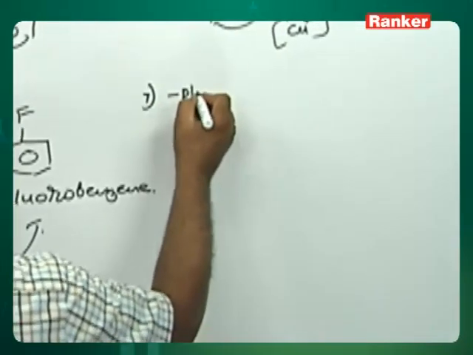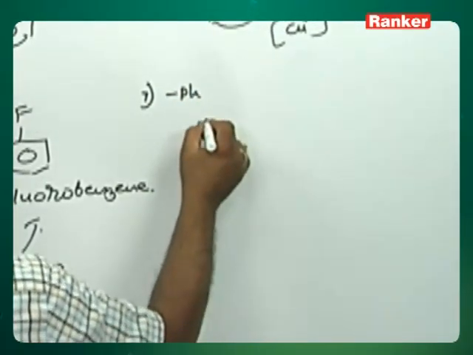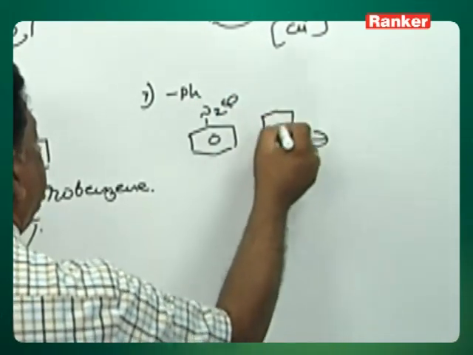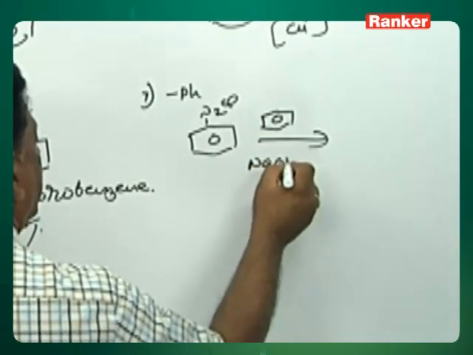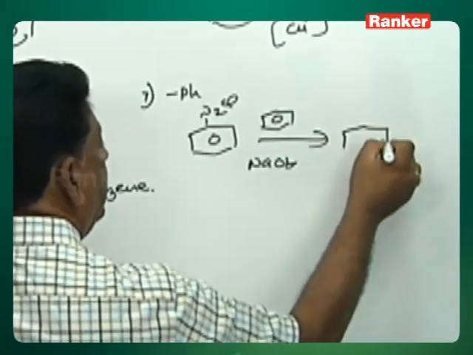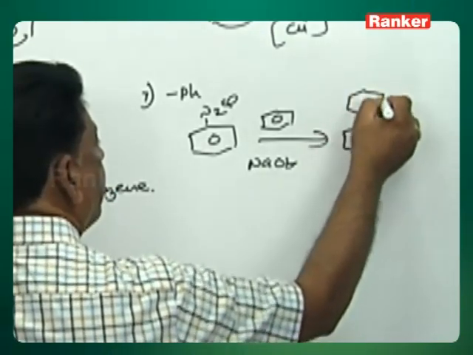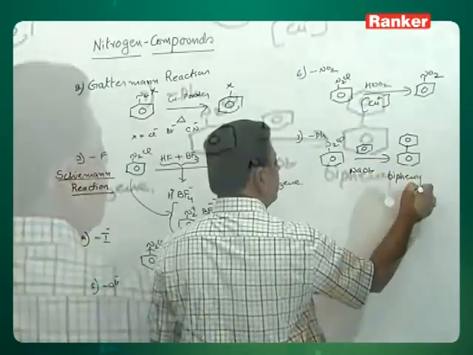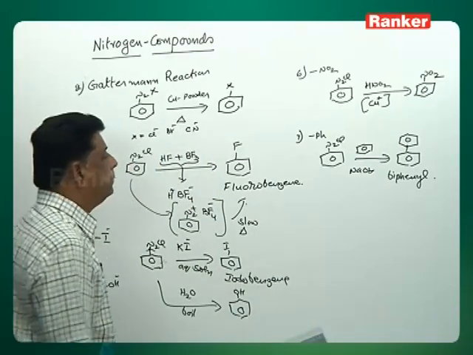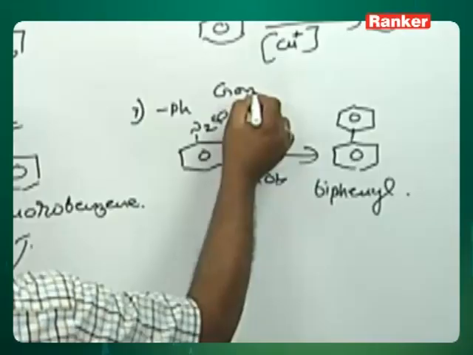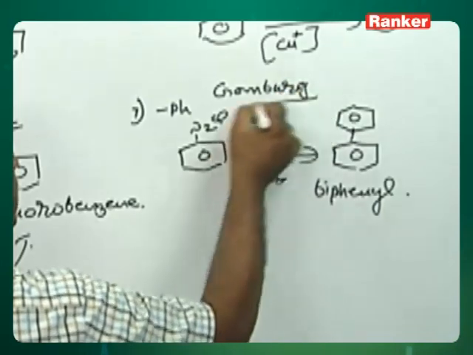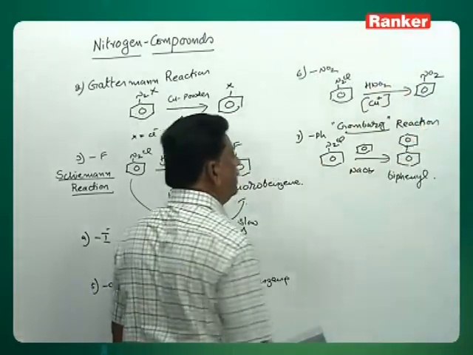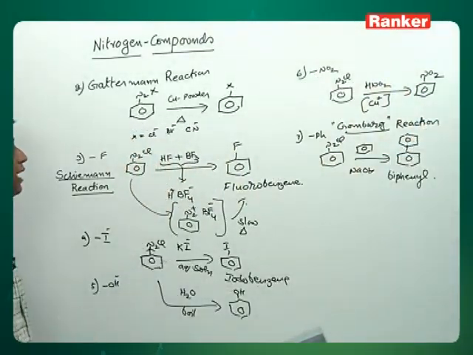Introduction of a phenyl group. Diazonium chloride undergoes a replacement of this whole N2Cl with the phenyl. Take benzene in presence of sodium hydroxide. The benzene will replace this N2Cl and you will get another phenyl. So biphenyl compounds are formed. This is called the Gomberg reaction. Not much noticed, but it is the name reaction, in which a phenyl group enters into the compound.